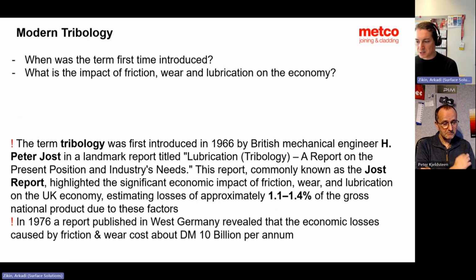Then I also found a second number for West Germany from 1976, 10 years later, saying that the costs of friction and wear causing damages were around 10 billion Deutsche Marks per year at that time. So this is just to give you an idea.